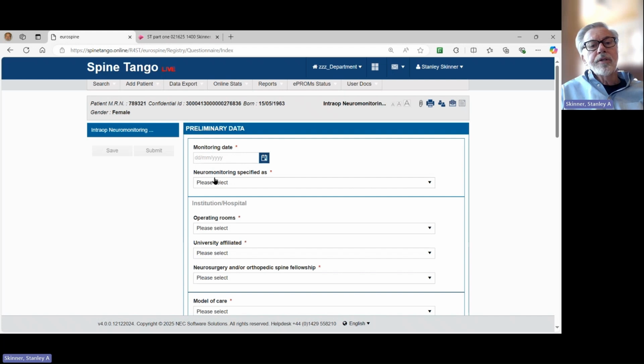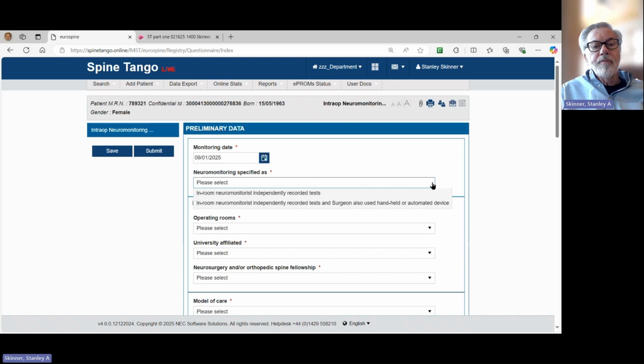First thing we do is enter the date, which is 09 January of 2025. So January 9th, 2025. Having entered that, we can now begin the form.